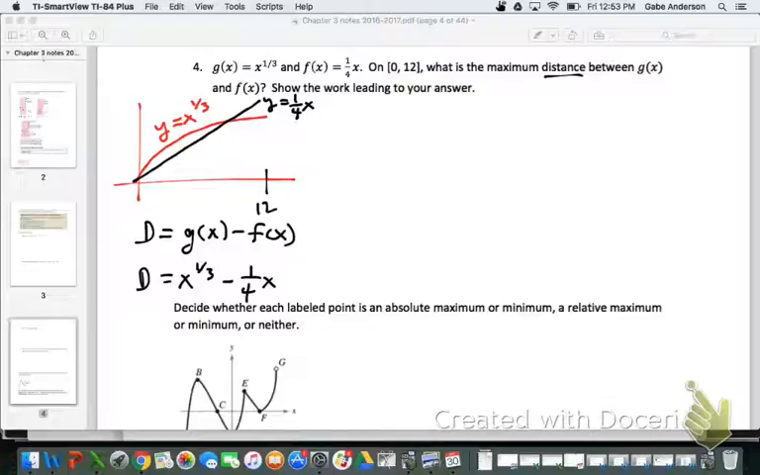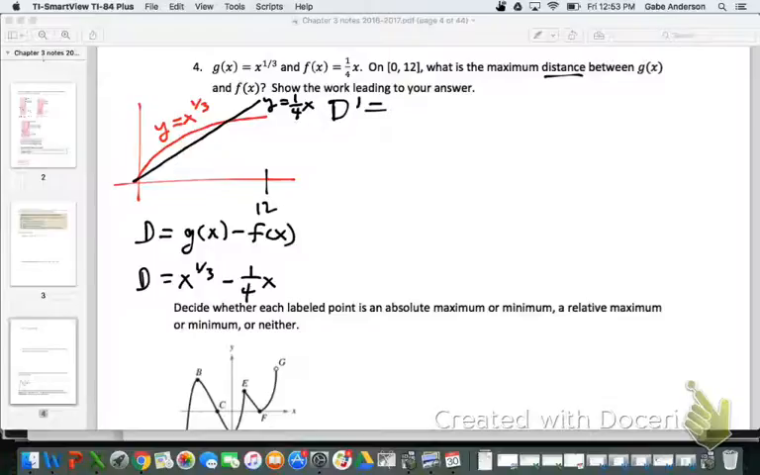Well, no, let's not worry about both. What am I trying to minimize? Derivative of what? Distance. And so it's not about setting g prime or f prime equal to 0. It's about setting d prime equal to 0 because I'm trying to minimize my distance. I'm not trying to minimize g or f. I'm trying to minimize distance. So we want to find d prime. What does d prime equal?